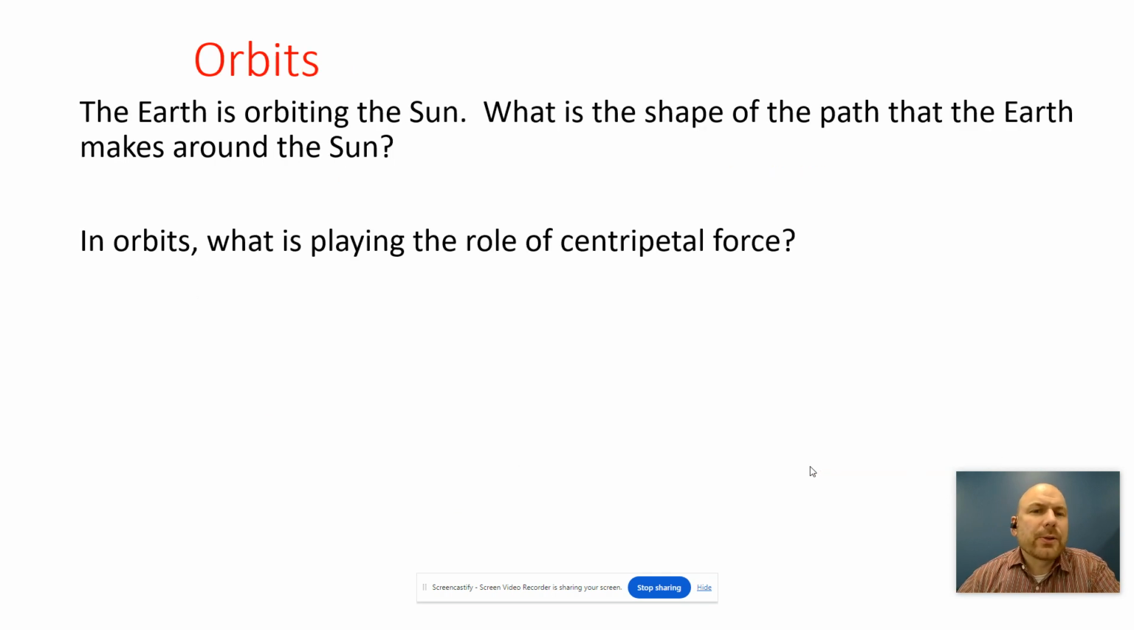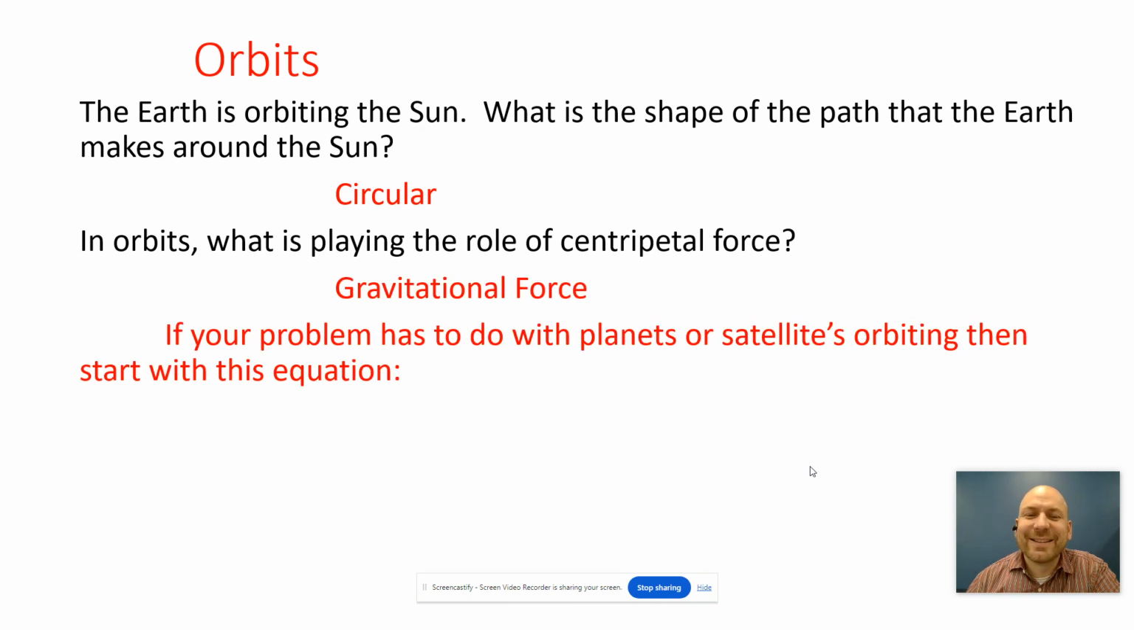So the Earth is orbiting the sun. We know that. What's the shape of the path the Earth makes around the sun? It's a circle. So what's playing the role of centripetal force on the Earth to make it move in a circle? Gravitational force. We've seen this, huh? So if your problems have to do with planets or satellites orbiting, then you need to start with this basic equation: centripetal force is equal to gravitational force. More to come.